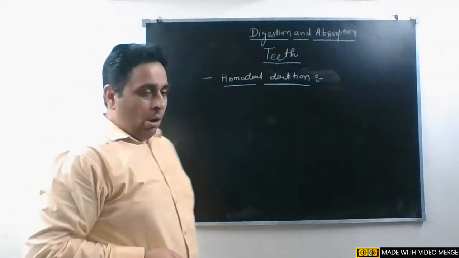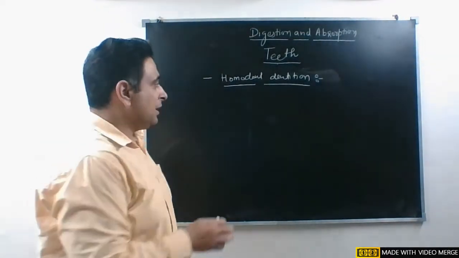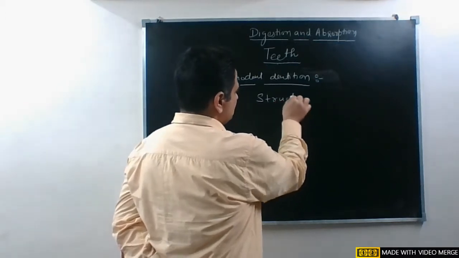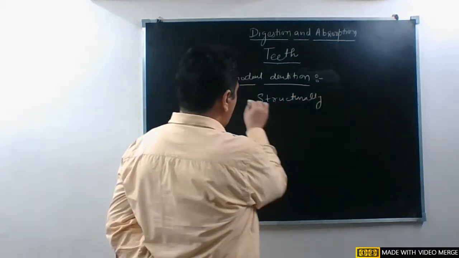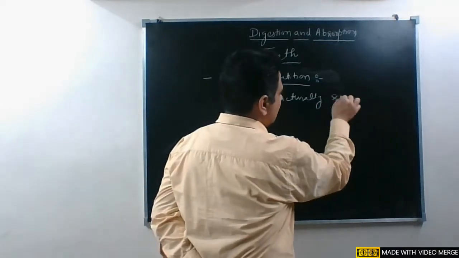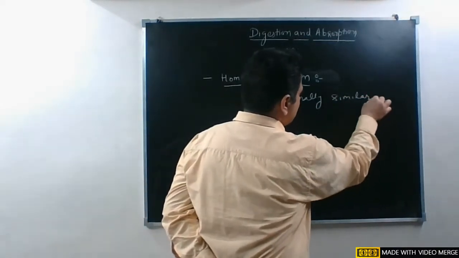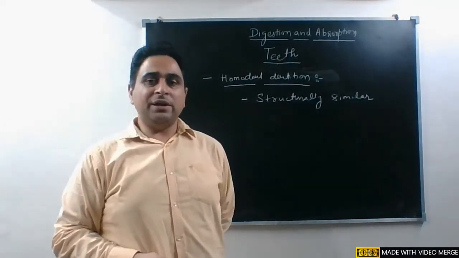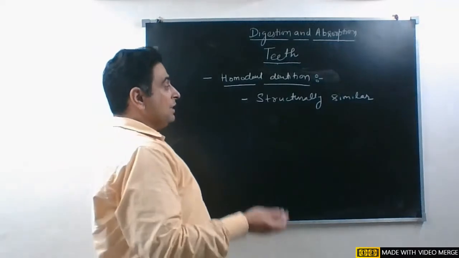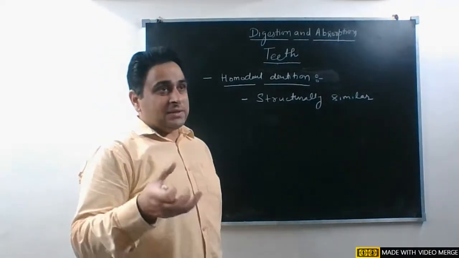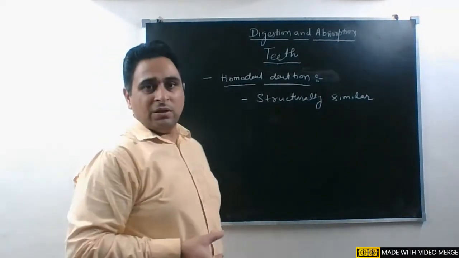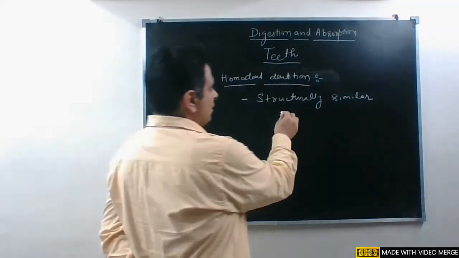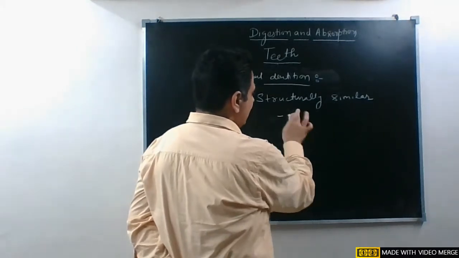When all the teeth in an organism are structurally the same, when all teeth are structurally similar, then such type of dentition is called homodont dentition. Listen carefully: when all the teeth are of the same shape, this is called homodont dentition. Next, students, an example for this is the whale.